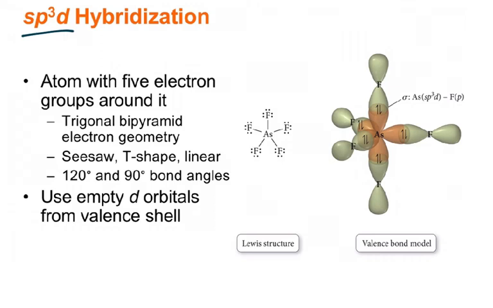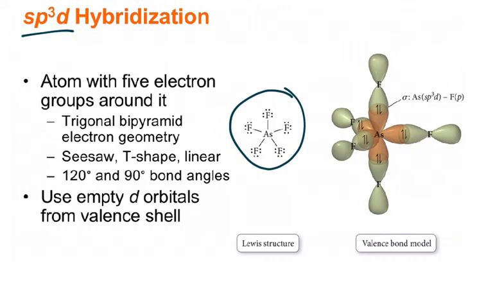So atoms with 5 electron groups around it form a trigonal bipyramidal electron geometry. Shapes include seesaw, T-shaped, or linear. Angles are either 120 or 90 degrees. And one of the empty d orbitals from the valence shell is used to form the hybridization. The other d orbitals will remain unhybridized. You could see here an example.